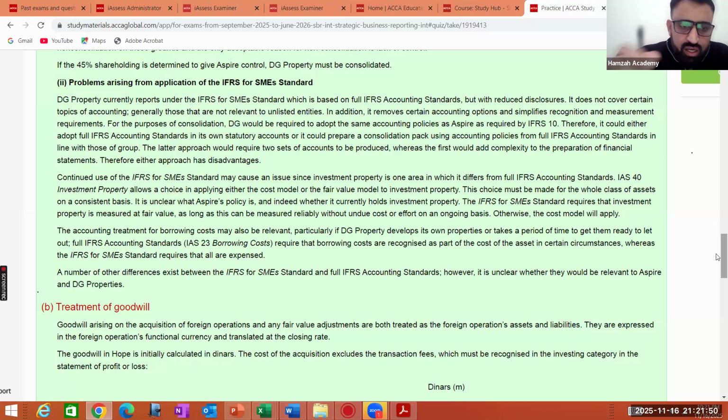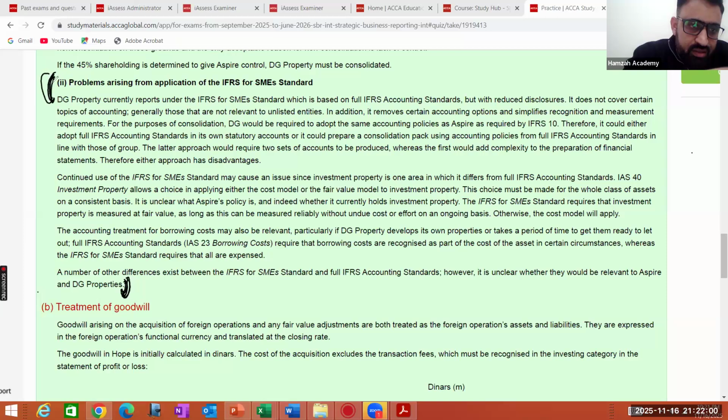Okay, so now I would advise you to kindly read the highlighted area.